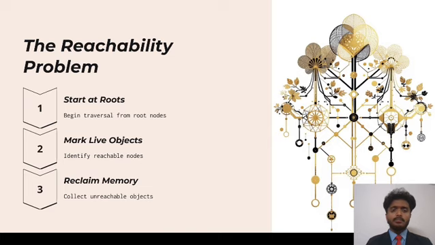Garbage collection is fundamentally a reachability problem. The system starts at the root node and performs a graph traversal, usually depth first search or breadth first search. All objects reachable from the roots are considered live. Any object that cannot be reached is considered garbage and can be safely removed. So mathematically, garbage collection is just identifying unreachable nodes in a directed graph.